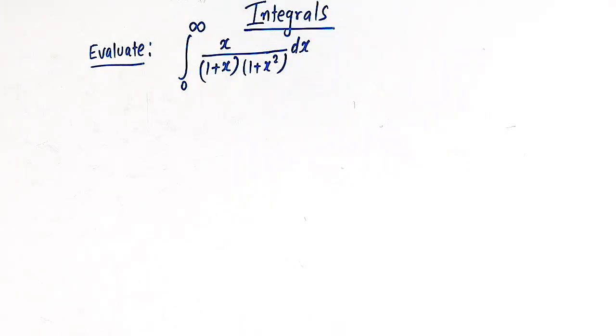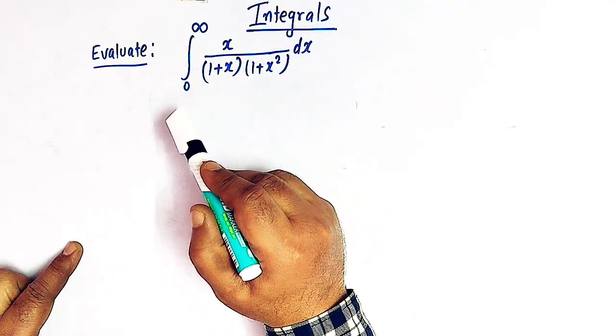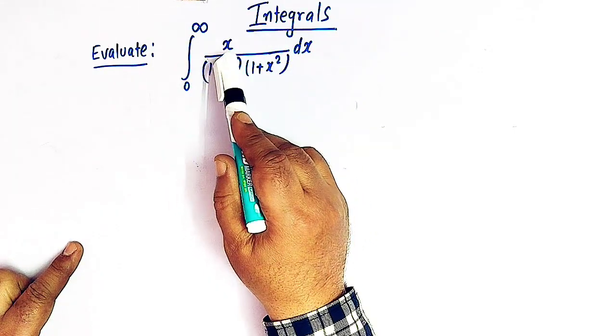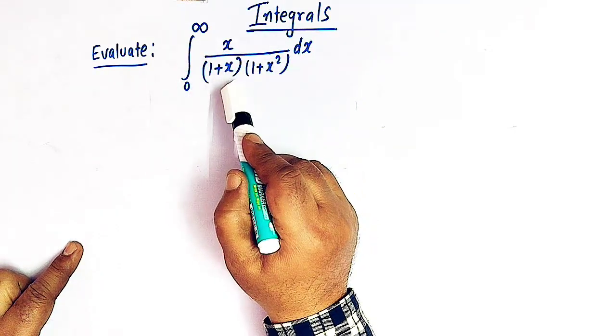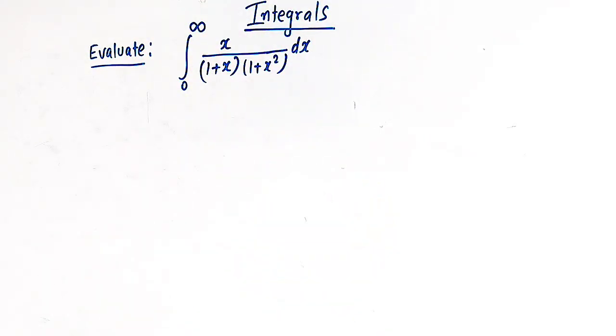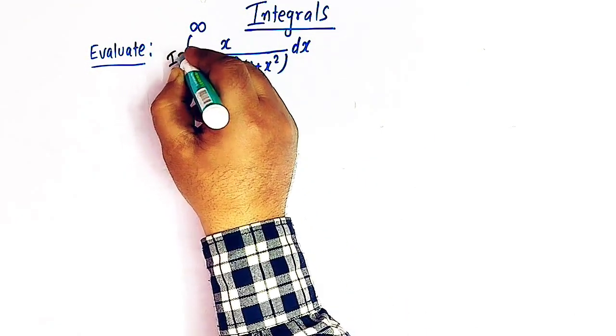Hello viewers, in today's session we are going to discuss another important problem from definite integrals. Here we have to find the value of this important definite integral from 0 to infinity, and the integrand is x divided by (1 plus x) times (1 plus x square). Here we'll first take this integral as I.